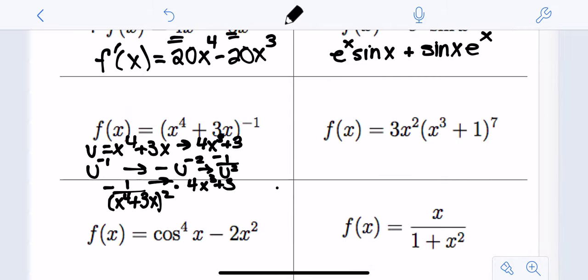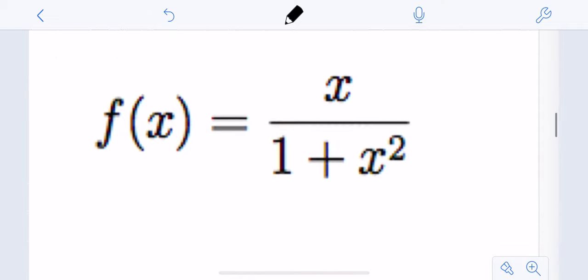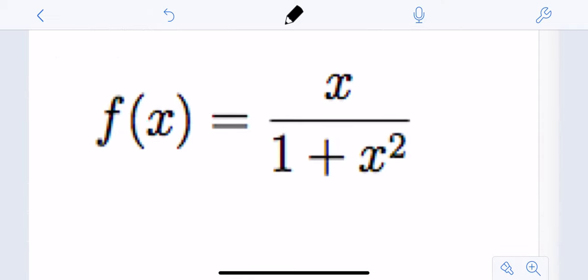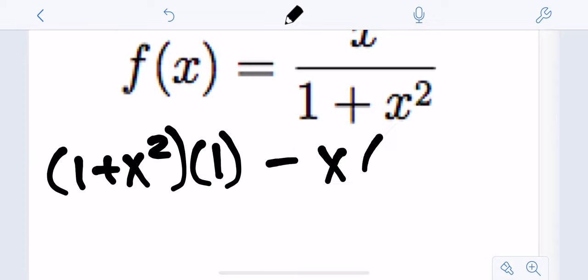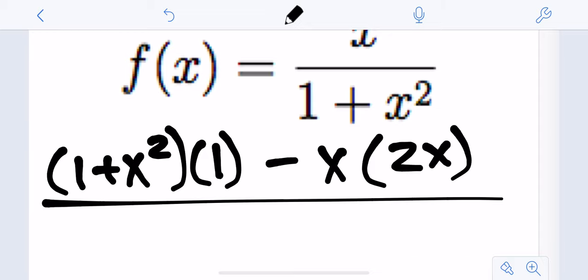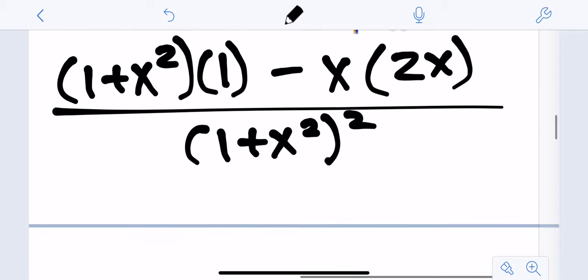Now, let's look at this one here. Looking at this, I can't simplify right there. The best I can do is say, okay, this is a quotient, so I'm going to use the quotient rule. Low d high minus high d low, all over low squared. And then I can simplify that.